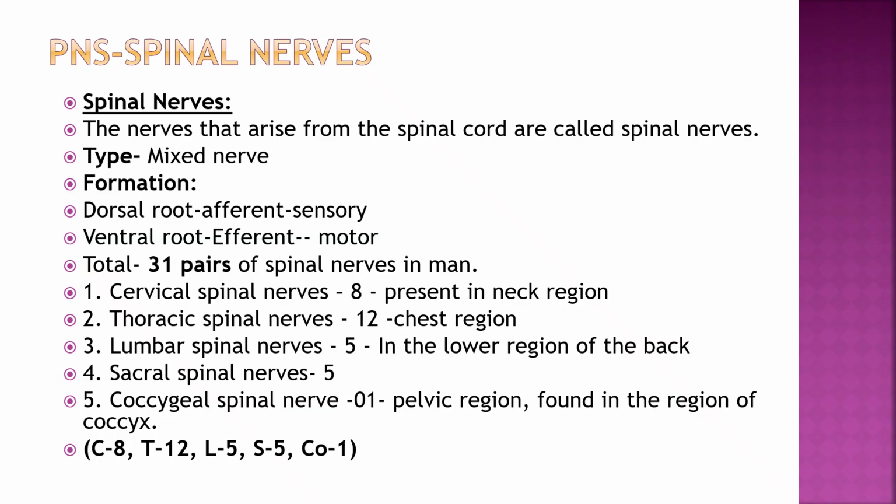First, cervical spinal nerves, 8 in number, present in the neck region. Second, thoracic spinal nerves, 12 in number, present in the chest region. Third, lumbar spinal nerves, 5 in number, present in the back region. Fourth, sacral spinal nerves, 5 in number, lower back region. Fifth, the coccygeal spinal nerve, 1 in number, found in the pelvic region in the region of the coccyx. So total C8, T12, L5, S5, Co1, total 31 pairs of spinal nerves.